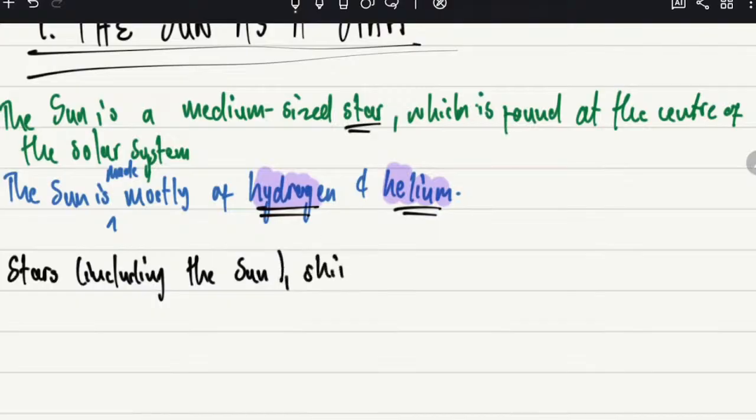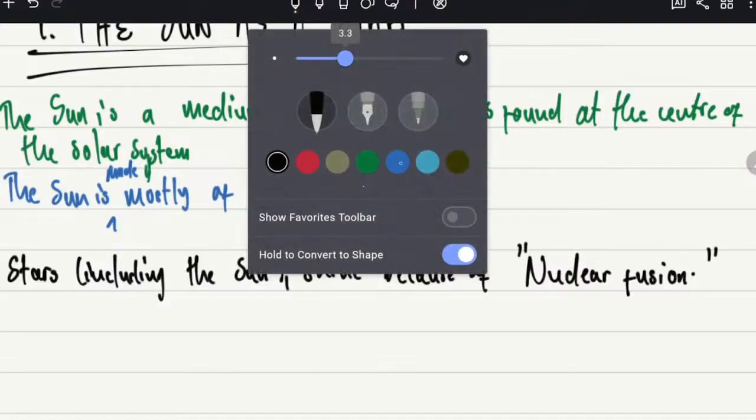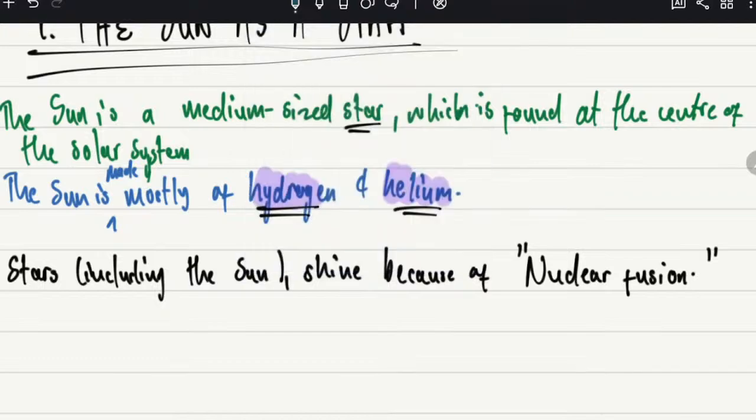Shine because of nuclear fusion. Shine because of nuclear fusion. Are we together? Stars shine because of nuclear fusion.